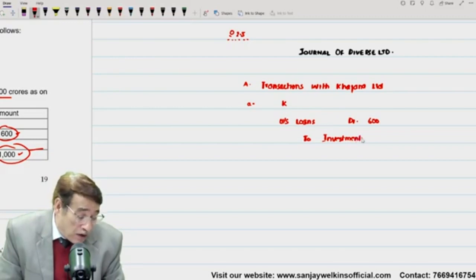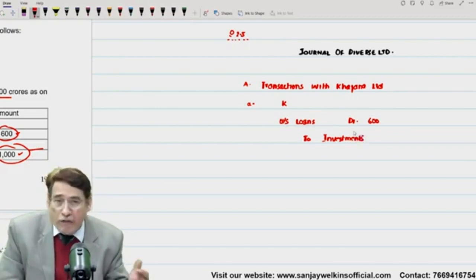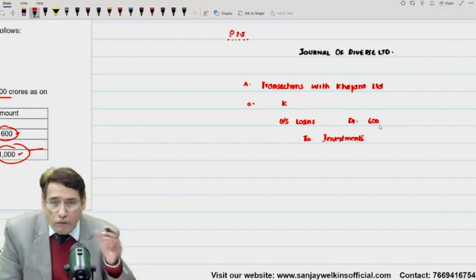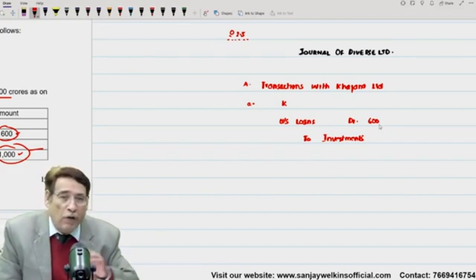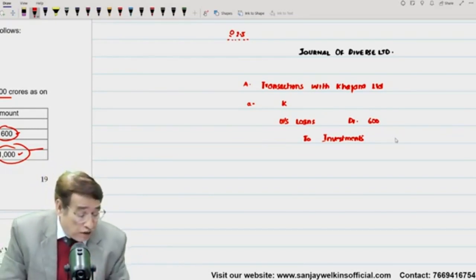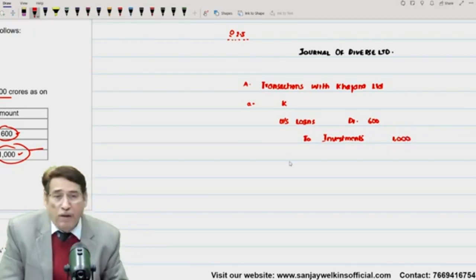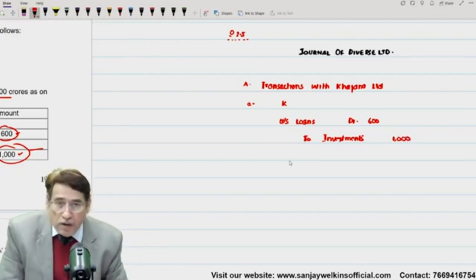So you will write 1000. You will not write at what value it is being taken over, because from your perspective, an item which is appearing in the balance sheet at 1000 is moving out. So quite obviously you are going to credit investment by 1000. Is it clear to you?